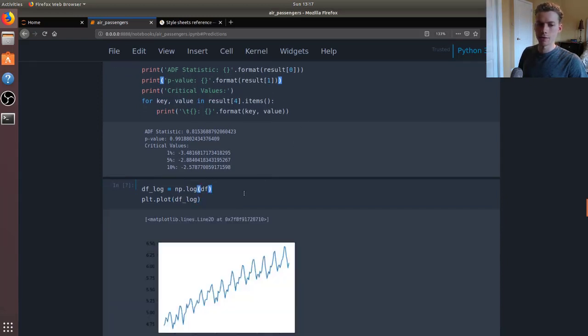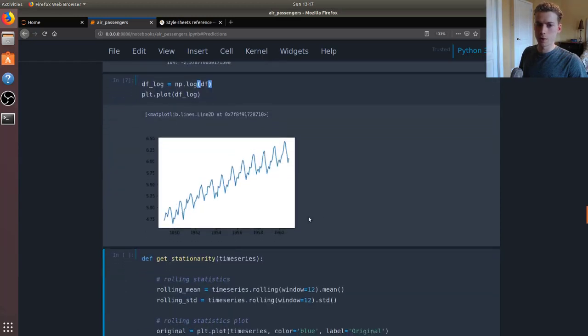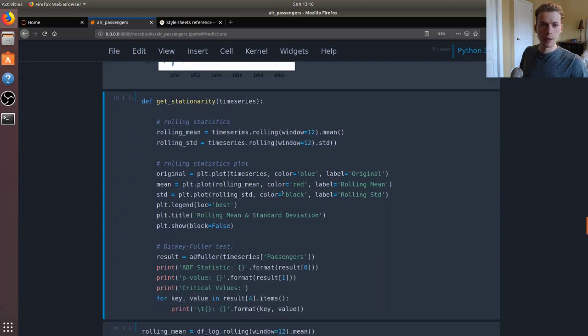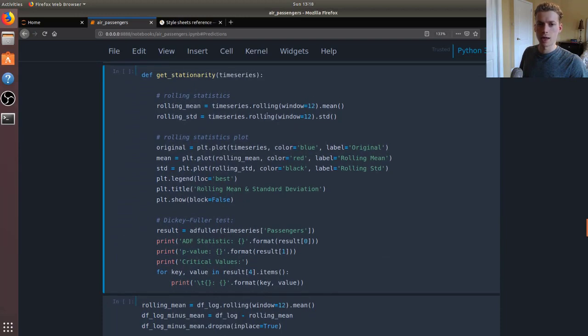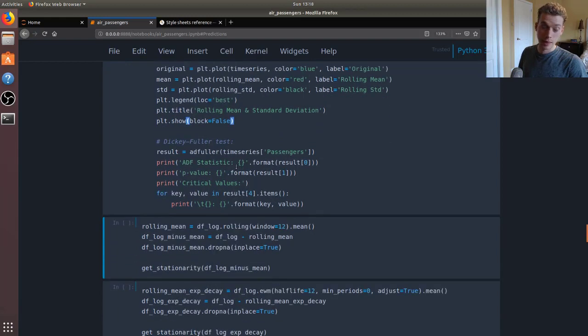A quick way of rendering a plot more stationary, although it won't bring you all the way, is taking the log of the plot. So you could imagine, I know it's a bit hard to see here because it's black, but it takes the log of the number of passengers, and so the values, right, the number of passengers is closer to horizontal now. I'll go ahead and create a function that will plot the rolling mean and the rolling standard deviation, as well as doing the AD-Fuller test, or the Dickey-Fuller test.